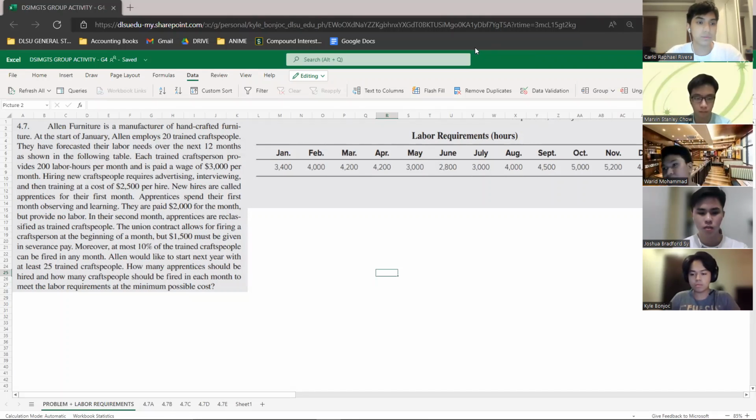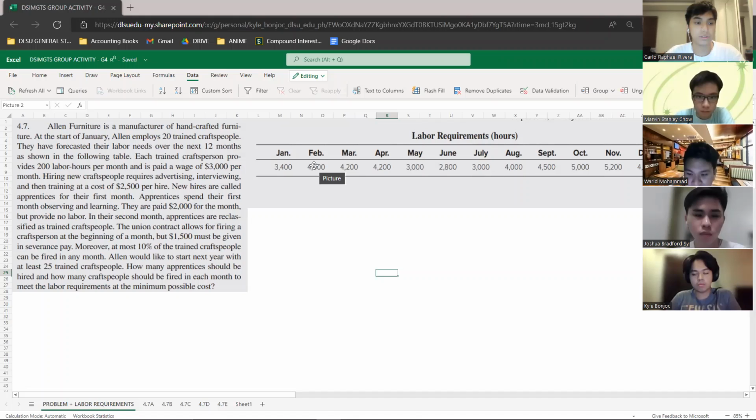So 4.7. Allen Furniture is a manufacturer of handcrafted furniture. At the start of January, Allen employs 20 trained craftspeople. They have forecasted their labor needs over the next 12 months as shown in the following table. Each trained craftsperson provides 200 labor hours per month and is paid a wage of $3,000 per month. Hiring new craftspeople requires advertising, interviewing, and then training at a cost of $2,500 per hire.